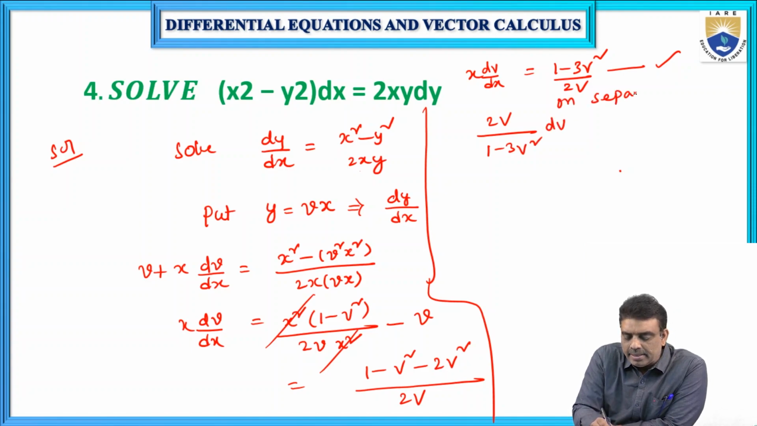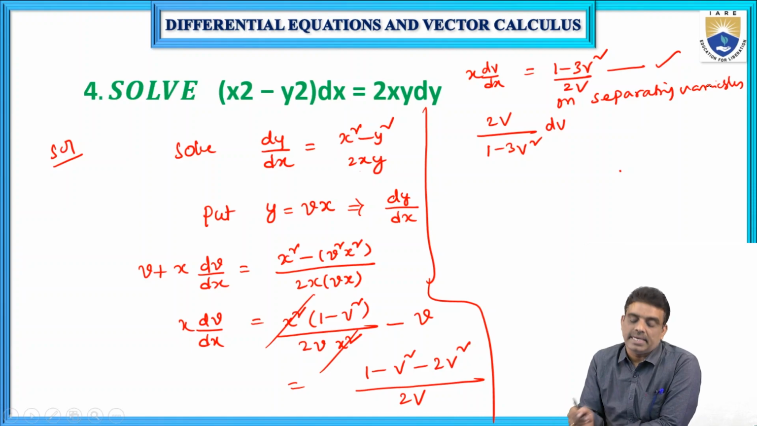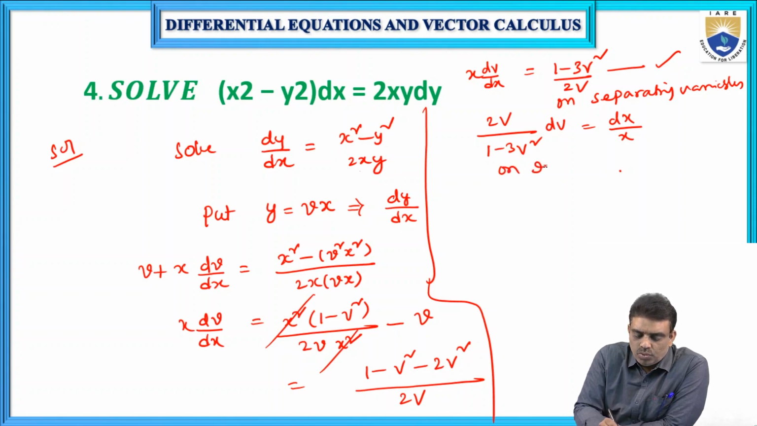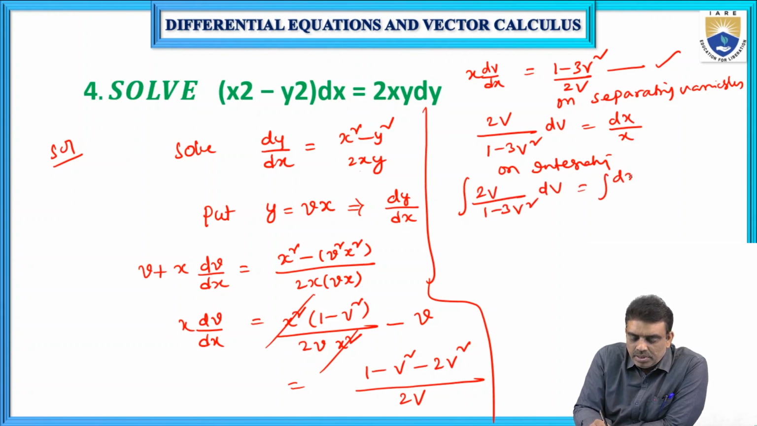On separating variables, you have to write here: 2v by 1 minus 3v square dv is equal to dx by x. And now on integrating, integral 2v by 1 minus 3v square dv is equal to integral dx by x plus log c.